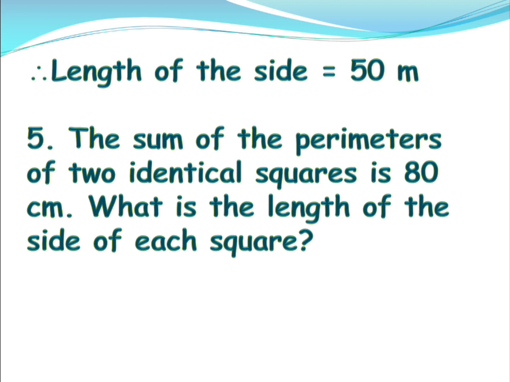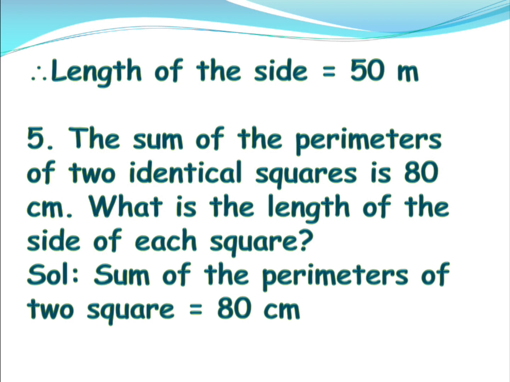The sum of perimeters of two identical squares is 80 centimeters. What is the length of the side of each square? So here, children, perimeters of two squares, and these two squares are similar, same. Identical means same. Okay, so first there are two, isn't it? So this perimeter you have to divide by 2 so that you will get the perimeter of 1 square. Then you have to divide by 4 so that you can get the side of the square. Okay, so let's start doing.